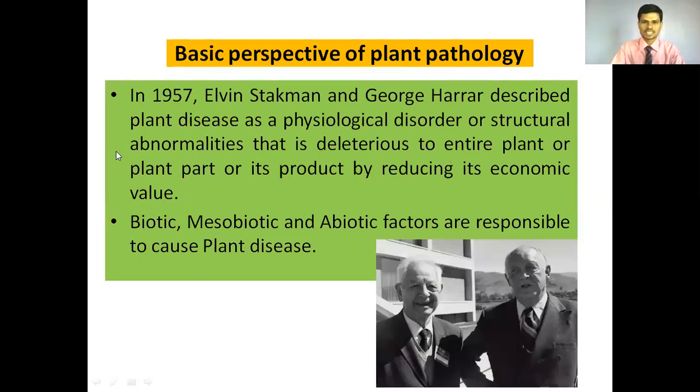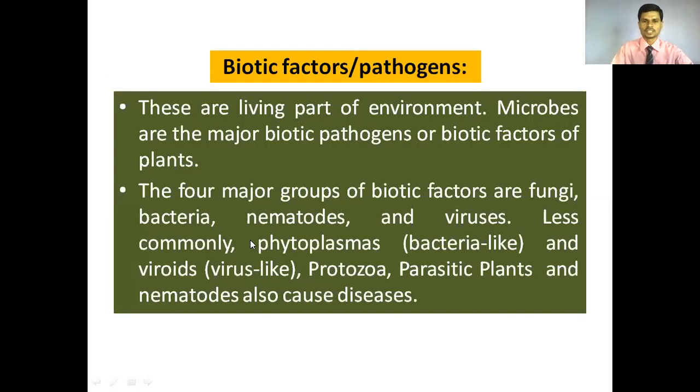Then we'll see the basic perspective of plant pathology. The scientists Stakman and Harrar, in 1957, described plant diseases as physiological disorders or structural abnormalities that are deleterious to the entire plant or plant part or its product by reducing its economic value. They also reported that biotic agents, mesobiotic agents, and abiotic agents are factors which cause plant diseases. We will see them one by one.